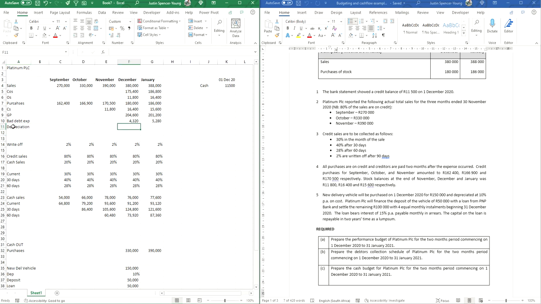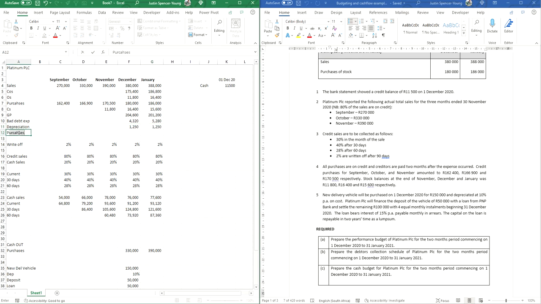The depreciation expense is going to be equal to the value of the vehicle all the way down there, 150,000, times 10%. Careful, 10% per annum, we need it per month. Okay, depreciation expense done. For the purposes of making my spreadsheet work nicely, I'm going to put an anchor on that and copy right.